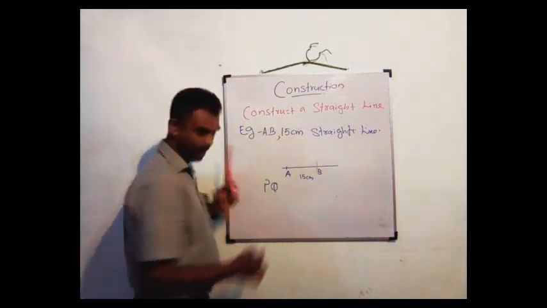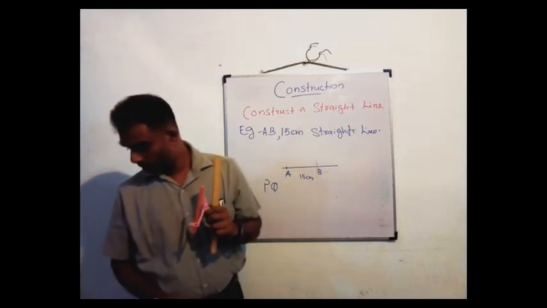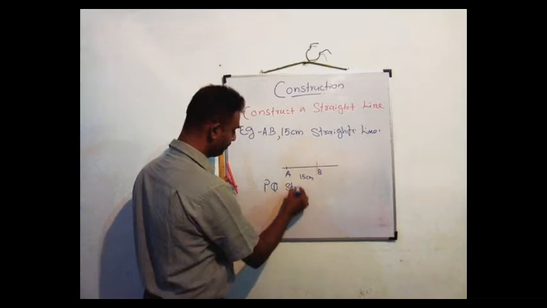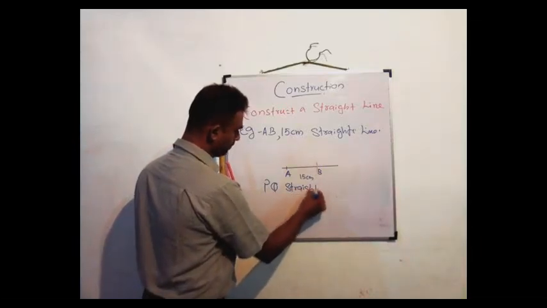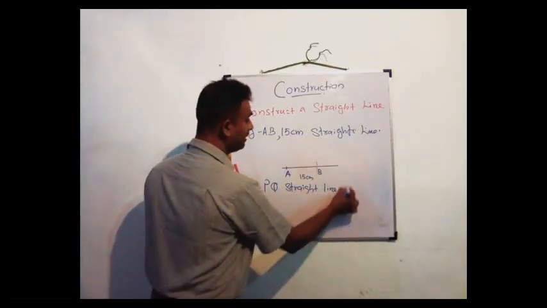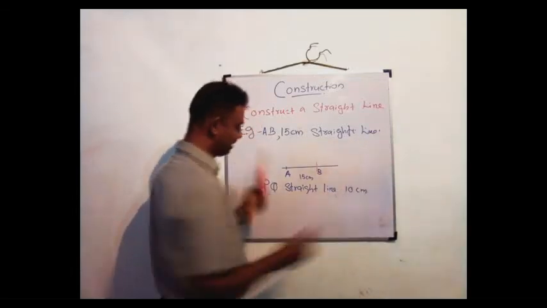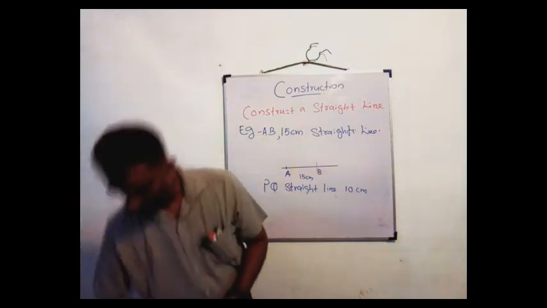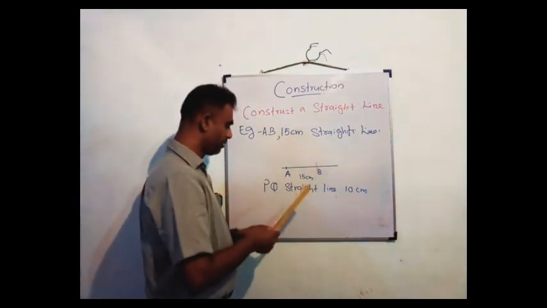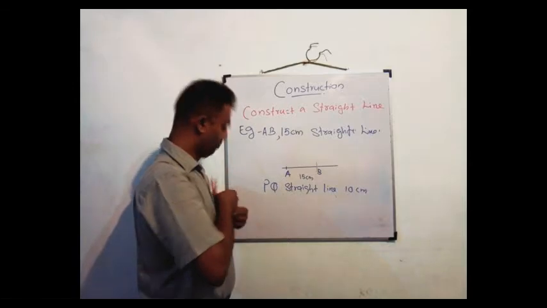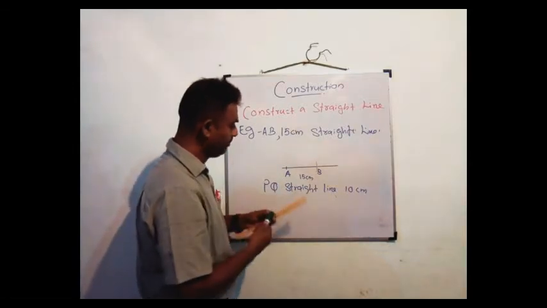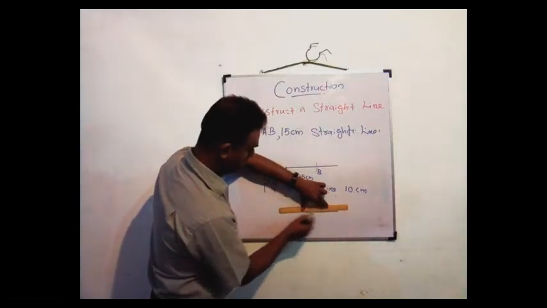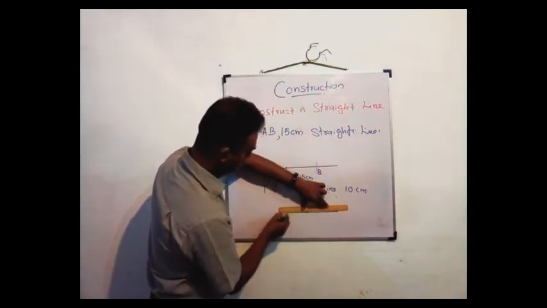For another example, create the straight line PQ with 10 centimeters. How do we draw it? Firstly, we draw the straight line without measurement, like this.